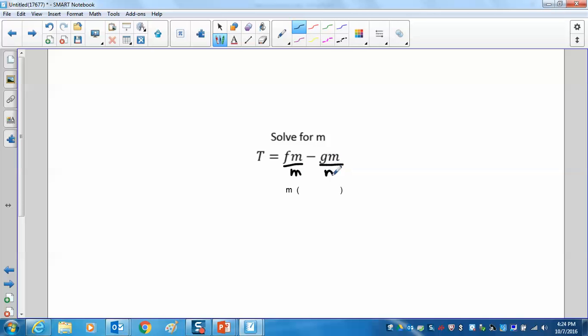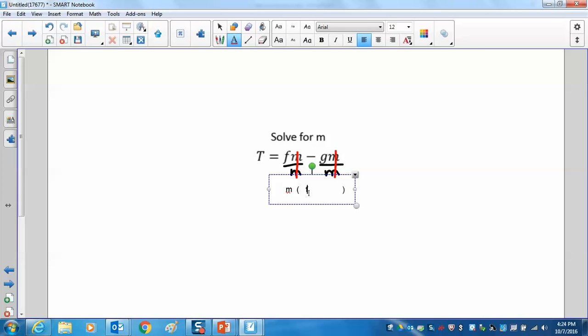And as we said, the m doesn't disappear, it just comes out front. So in this first term, when we divide by m, the m's cancel, and we're left with an f. And in this second term, when we divide by m, we're left with just a g. So inside of our parentheses now, we're going to have just f minus g. And this was an equation we can't forget. So we had t equals on the right side of our equation.